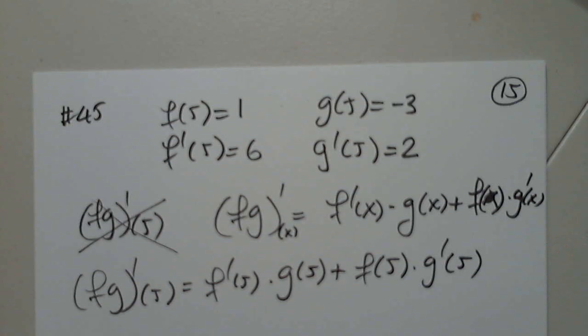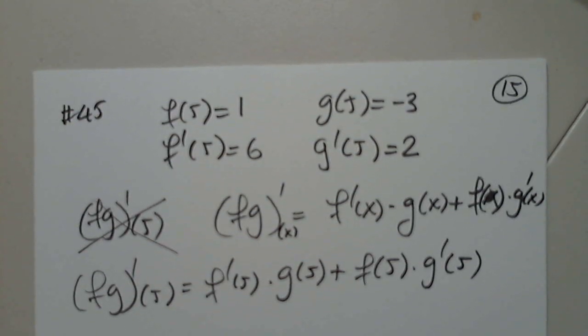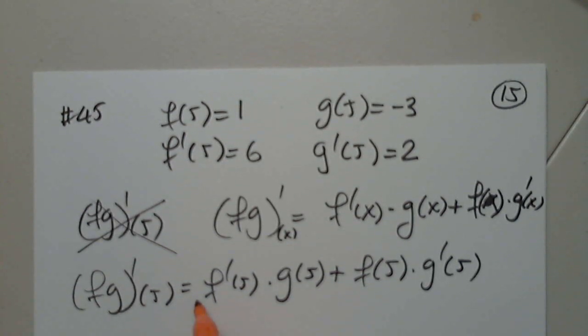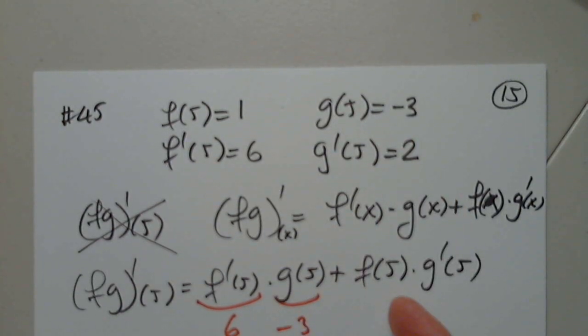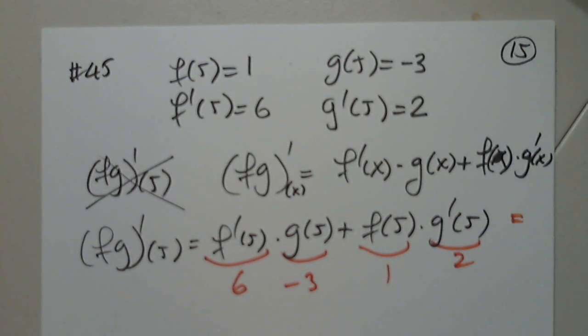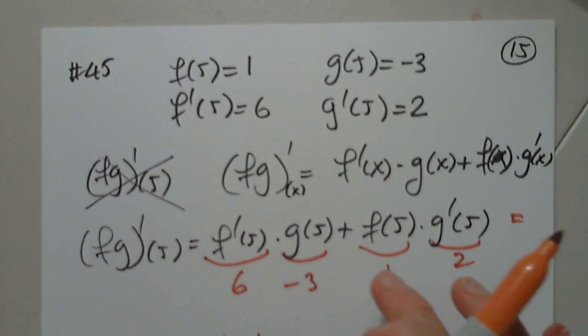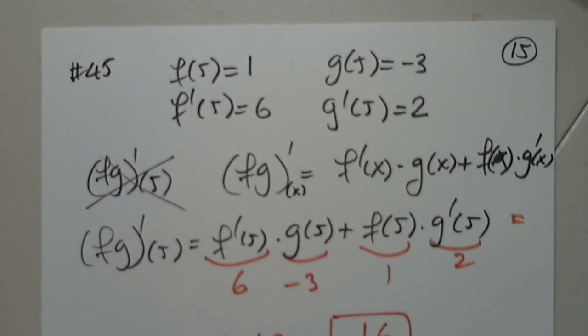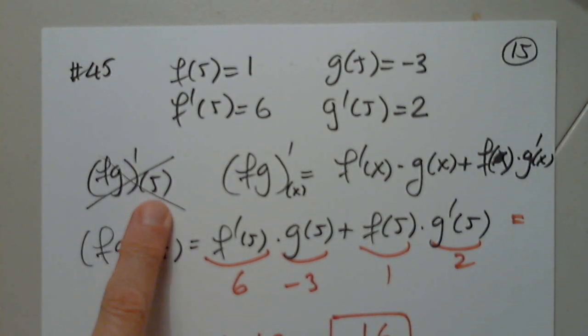So once I have the function, I can plug in 5. That's a piece of cake. And I am given all the necessary information. F prime of 5 is 6. G of 5 is negative 3. F of 5 is 1. G prime of 5 is 2. 6 times negative 3, negative 18, plus 1 times 2, negative 16. So the rate of change of the product when x is 5 is negative 16.